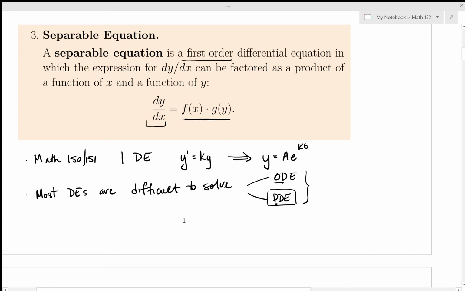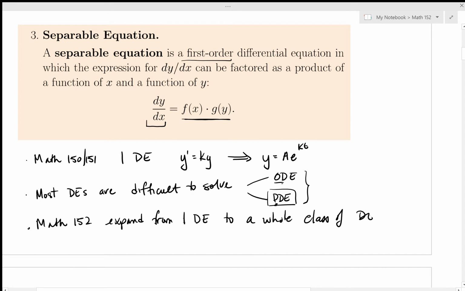And what we're doing now in Math 152 is expanding from one. This is very exciting. Think about it, in Math 152 we expand from one differential equation to a whole class of DEs: first order separable. We'll be able to solve all of this type.